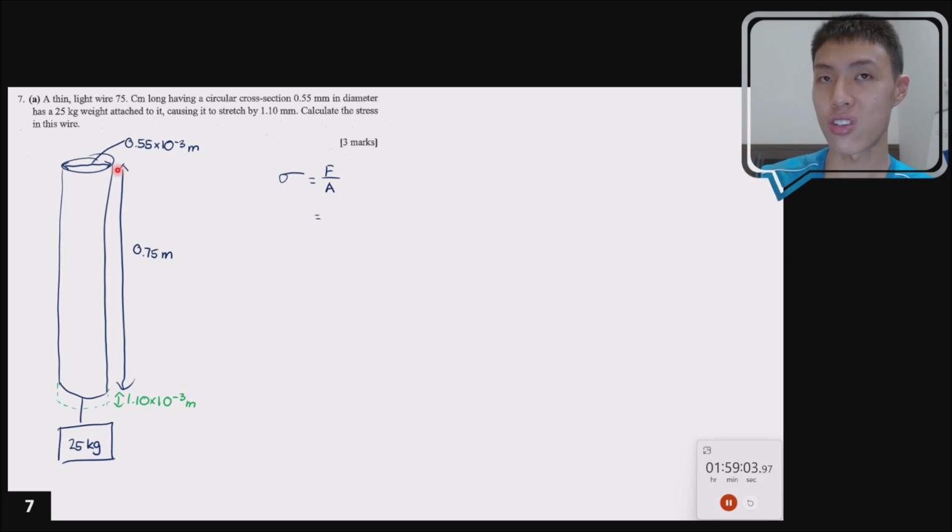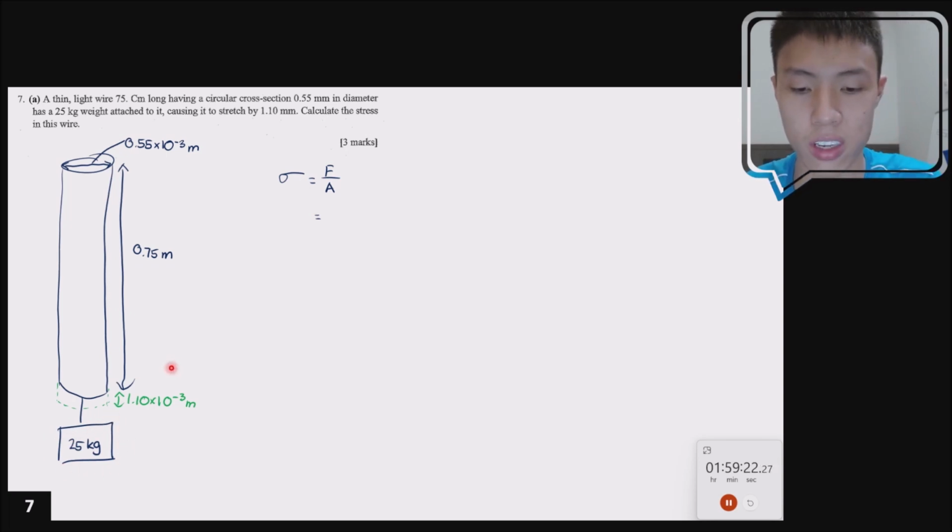This 25 kg mass, because it has mass, there will be gravitational pull acting on it. This gravitational pull will also act as the tension that is stretching the light wire. So this F is actually the weight of the 25 kg weight. To find our force, this will be mg.